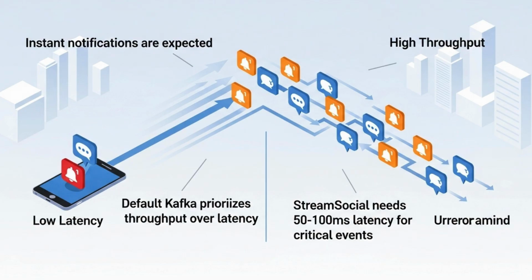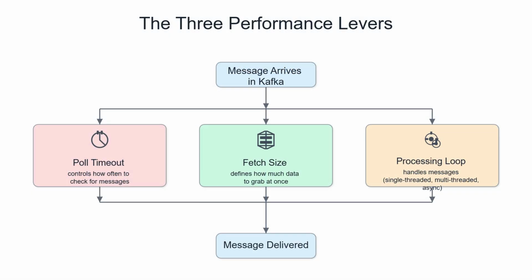For critical messages like direct messages or live alerts, Stream Social needs processing within 50 milliseconds. For important events such as likes or comments, under 100 milliseconds is the target. Even standard notifications like recommendations still need to be delivered within 500 milliseconds. This highlights why understanding the subtle differences between throughput and latency, and how to prioritize one over the other, is so crucial. To achieve these ultra-low latencies, we focus on three primary performance levers.